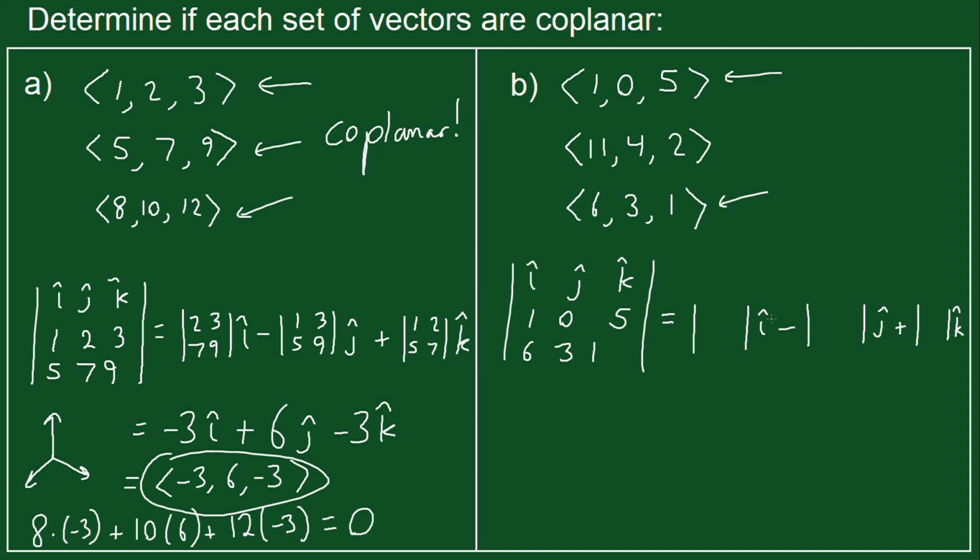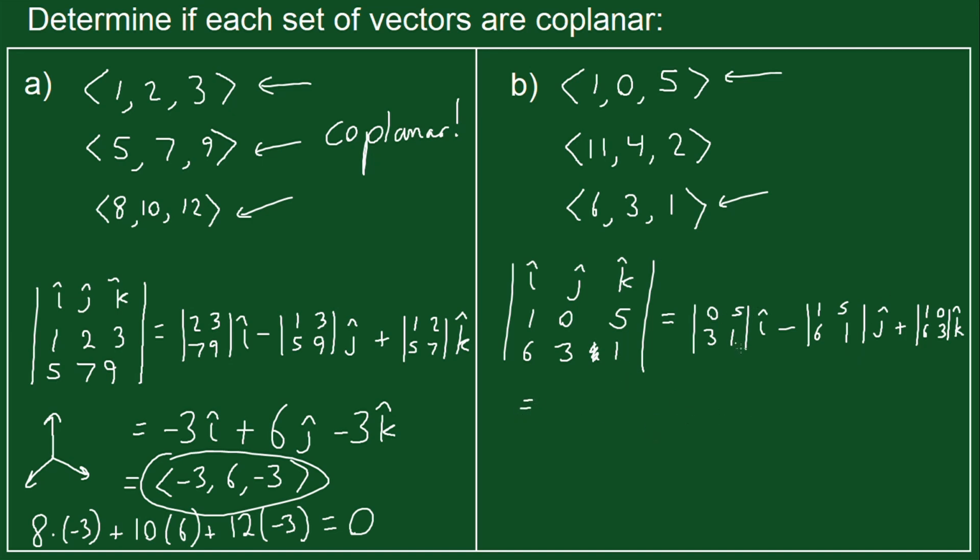Put our numbers in. So 0, 5, 3, 1, 1, 5, 6, 1, 1, 0, 6, 3. I don't know why I drew this one so far off to the left. It should just be in the middle like this, but that doesn't matter. We're okay. Now let's do the math here.